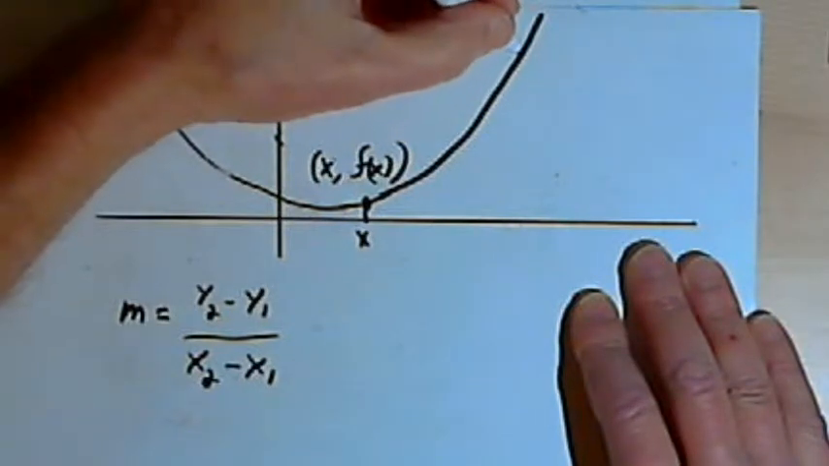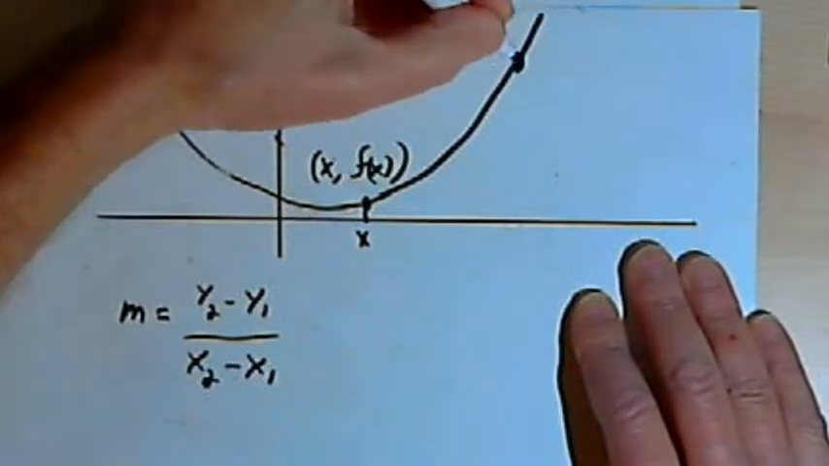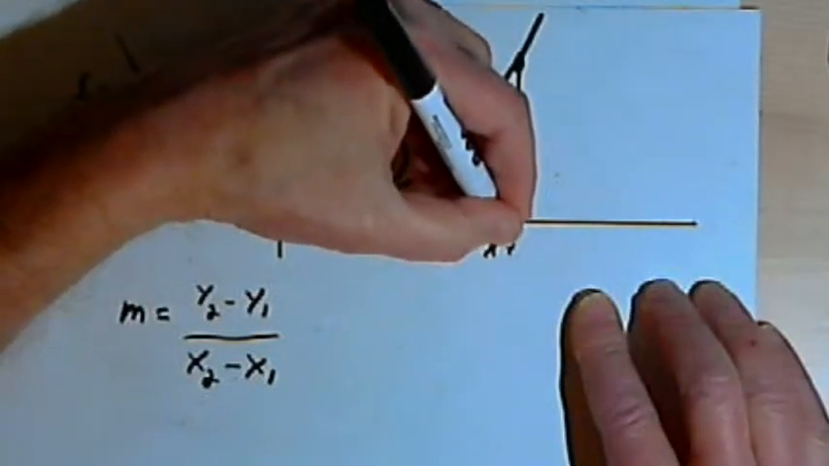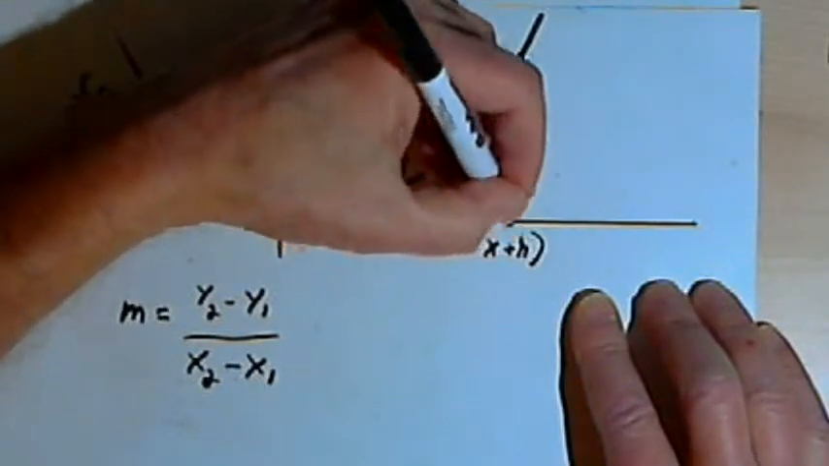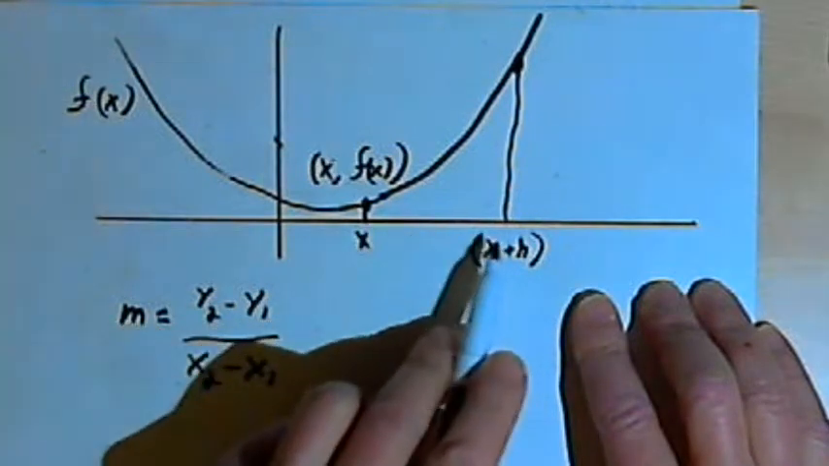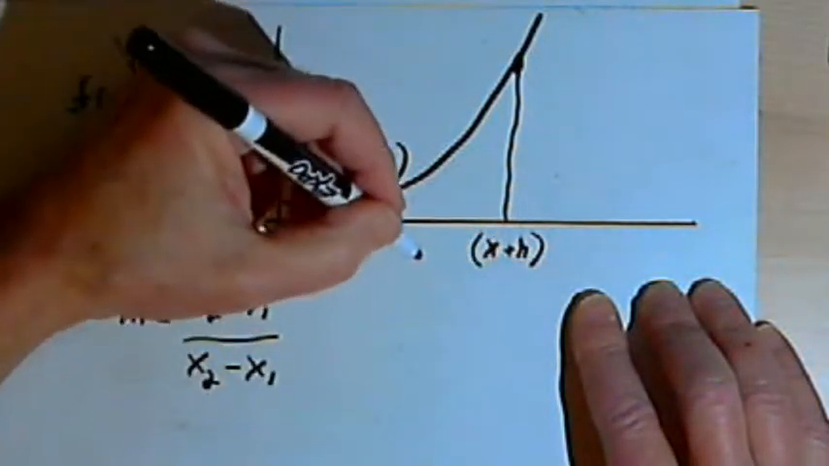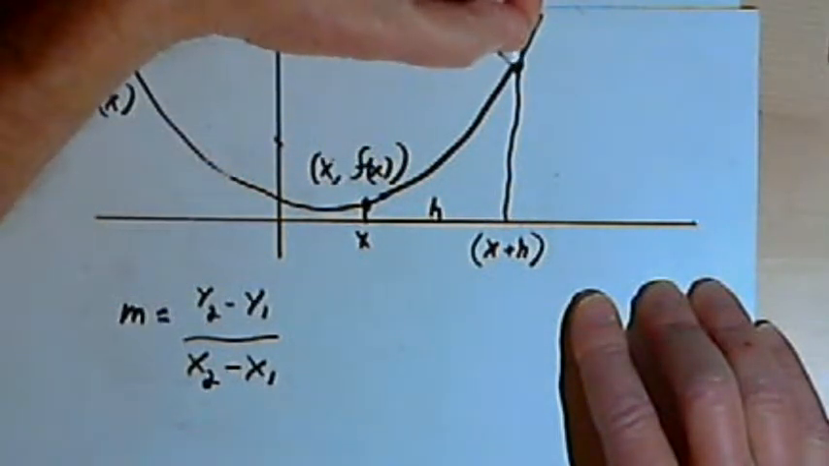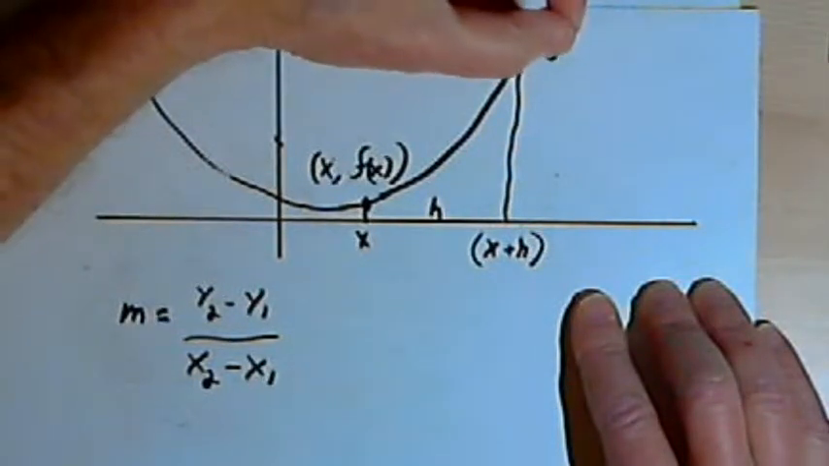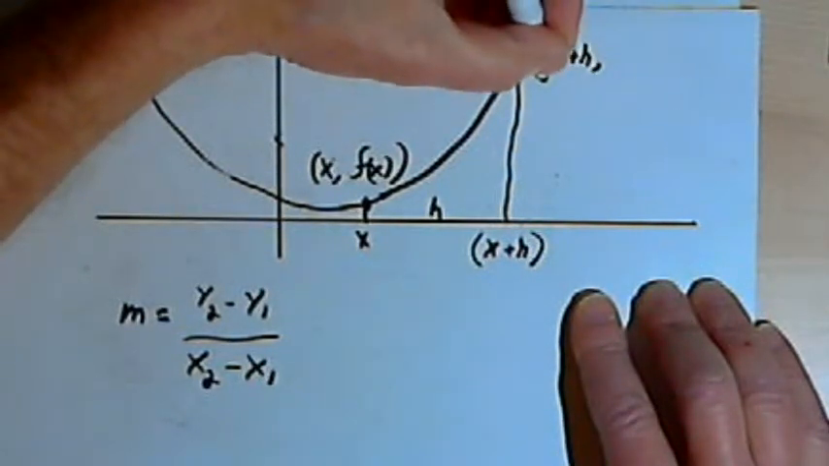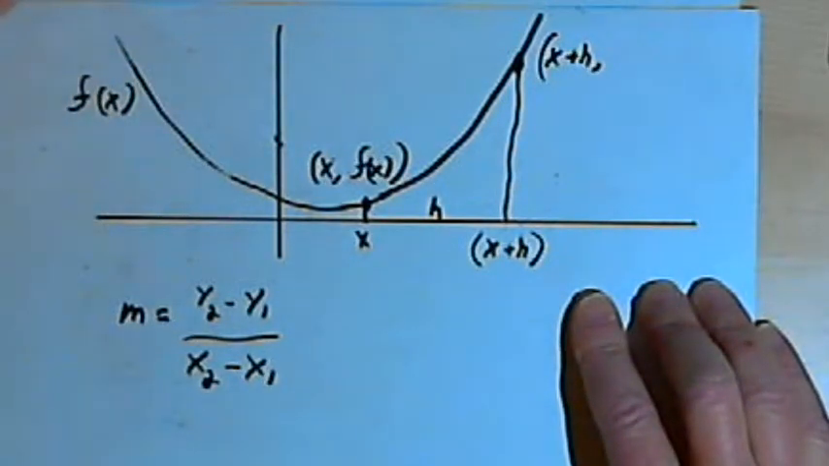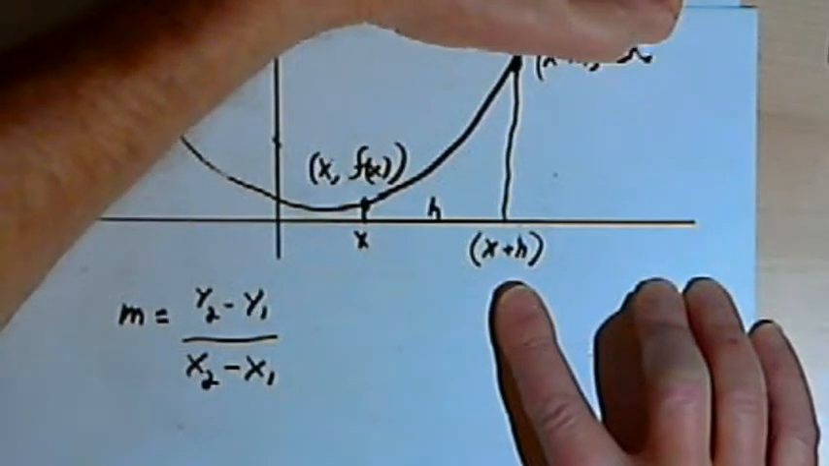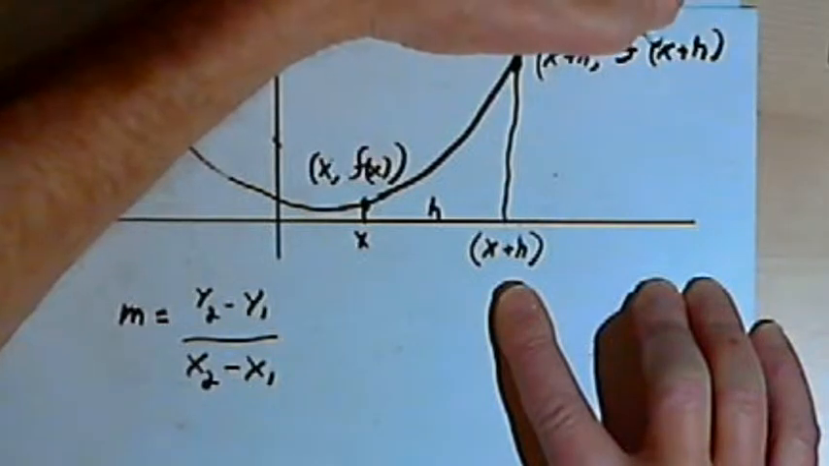Let's pick another point on the graph. I'm going to go over to here. And I'm going to say that this point, the horizontal coordinate for this, is something I'm going to call x plus h. In other words, I'm saying that the horizontal difference between these 2 points, that distance is h. Okay, so the coordinates for this point are going to be x plus h, that would be the x part of it, the horizontal part, and for the vertical part, for the y part of it, it would be f of x plus h.